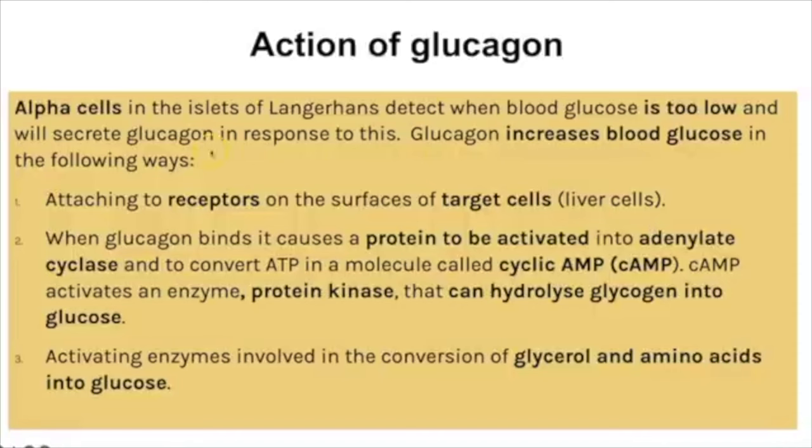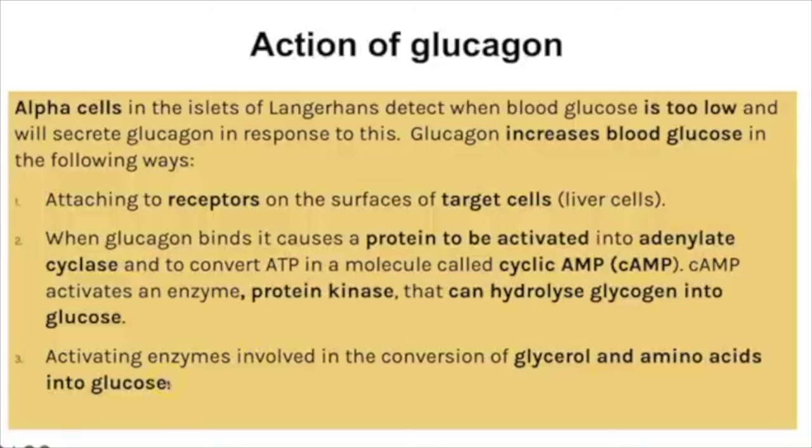The action of glucagon, again, there's three different actions. It will attach to the receptors on the target cells, and that would be the liver cells or the muscle cells. And when it binds, it causes the protein to be activated into adenylate cyclase. And this causes ATP to be converted into cyclic AMP. That activates another enzyme, protein kinase, and that can then hydrolyze glycogen into glucose. So that is your second messenger model, how you have these two stages of activation of enzymes until we eventually get the hydrolysis of glycogen.